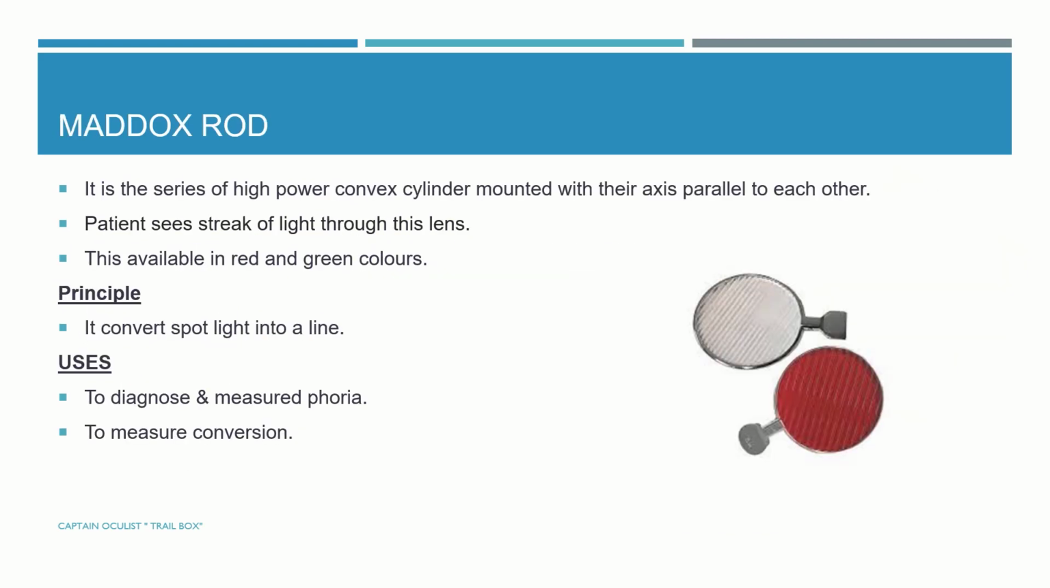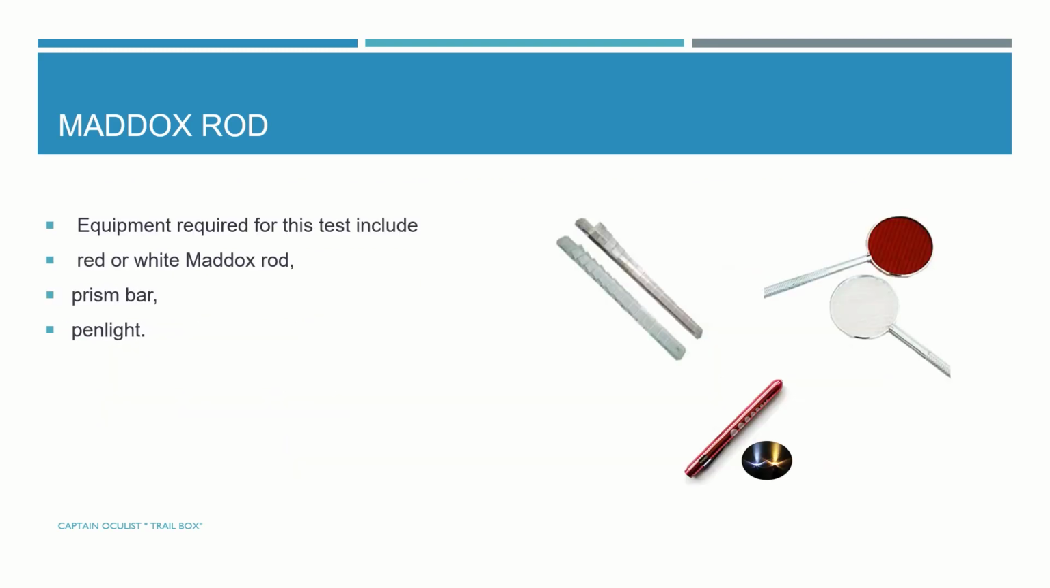The next is the Maddox rod. Maddox rod is a series of high power convex cylinders mounted with their axes parallel to each other. It is available in red and green colors. The principle is that it converts a spotlight into a line. The uses are to diagnose and measure deviation and to measure convergence. So let's discuss a little on the Maddox rod.